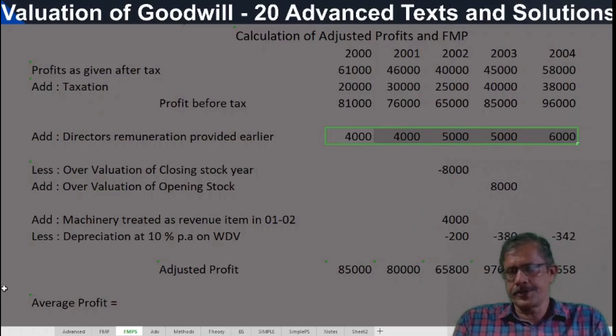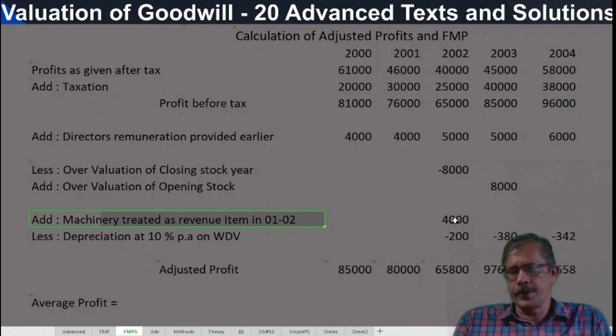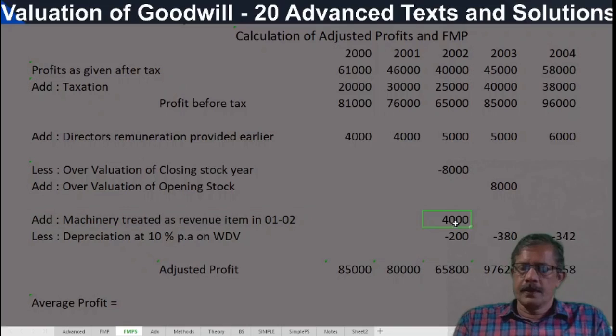Here we have given an assumption: the last year's remuneration is to be continued in the future years. If there is a change, the new figure should be deducted after that. Then less overvaluation of closing stock, 8,000. Undervaluation of opening stock should be added back. Overvaluation of opening stock should be added back. Add machinery treated as revenue item. Purchase of machinery is capital expenditure treated as revenue, so the profit is understated. So that should be added back.